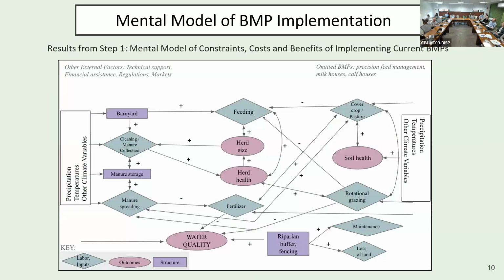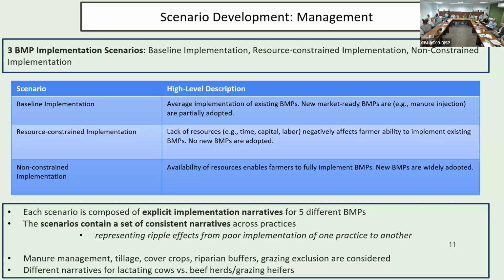So this is the result of trying to figure out all the different constraints to implementing management practices for farmers. I'm not going to get into this crazy mental model, but you can see there are so many interactions that we need to be aware of. We're not going to represent all of this, but we're going to try, with the stakeholders, to simplify some of the key processes that we can bring into our models to represent a range of implementation scenarios. So this is how we're modeling management in our project.